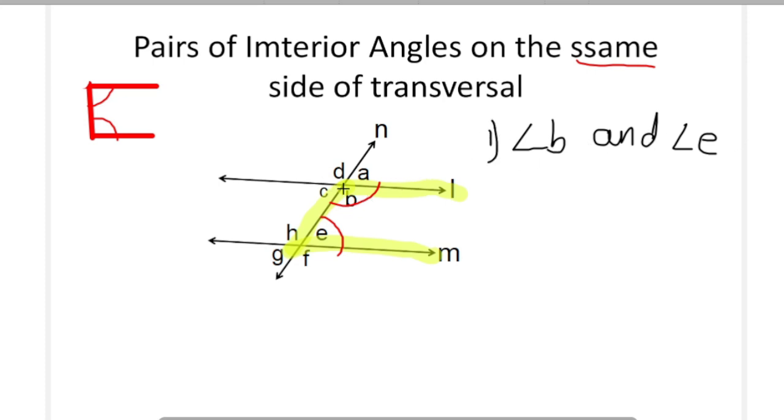Okay, remember, interior angles are always formed on the same side of a transversal. Okay, ये जो transversal है इसके same side में होगा. So this is the transversal and interior angles will be on the same side of transversal.